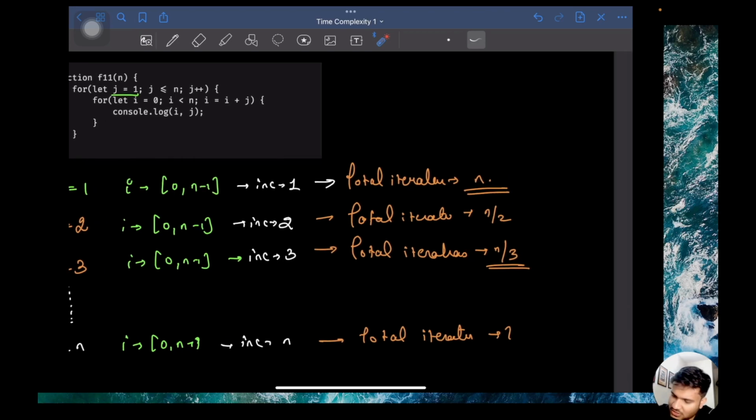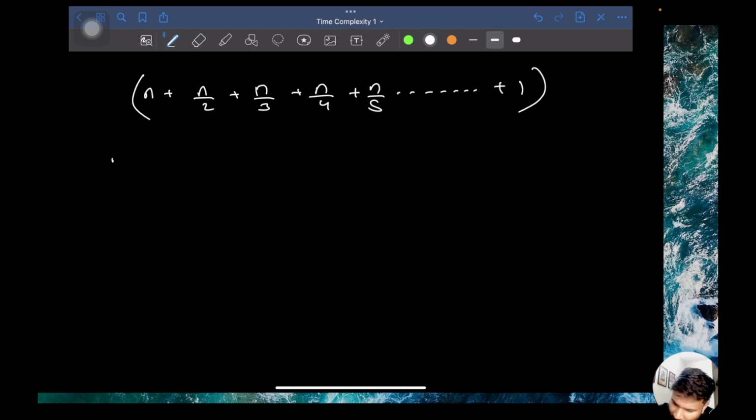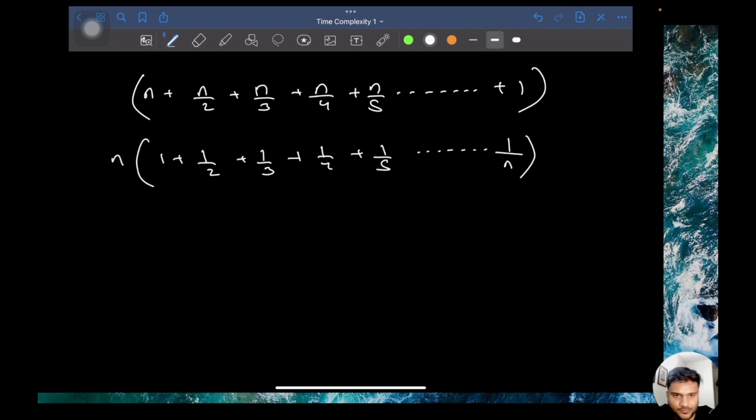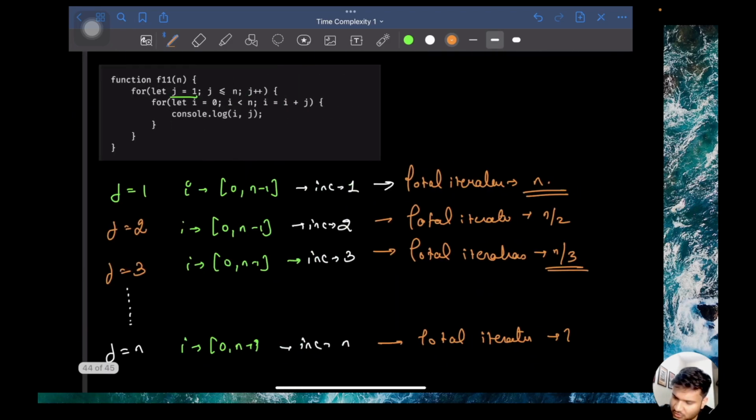So what is the total number of iterations? Total iteration is n plus n by 2 plus n by 3 plus n by 4 plus n by 5, and so on and so forth, plus 1. If you take n common, this is 1 plus 1 by 2 plus 1 by 3 plus 1 by 4 plus 1 by 5 and so on and so forth, 1 by n, right? If you sum up these terms, it's a very common series. This sums up to log n. So the complexity of this function is going to be order of n log n.